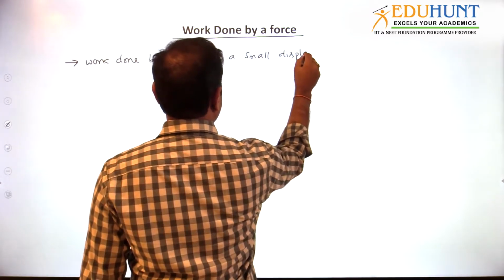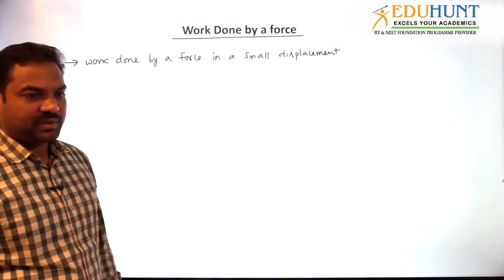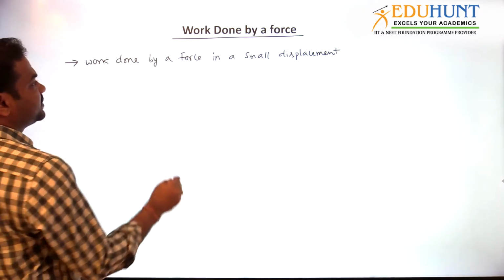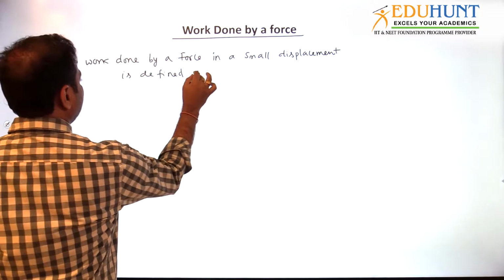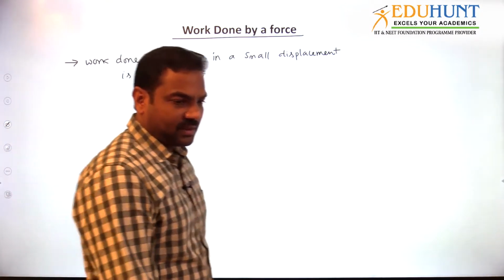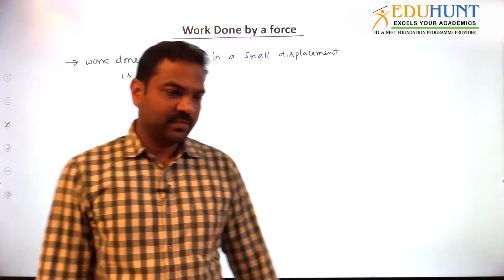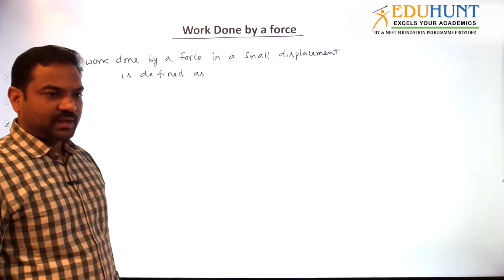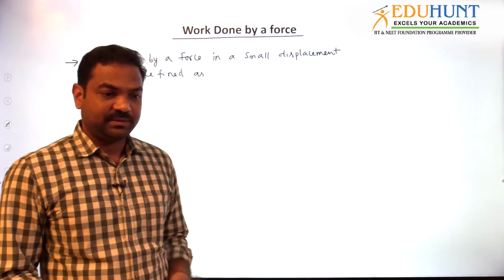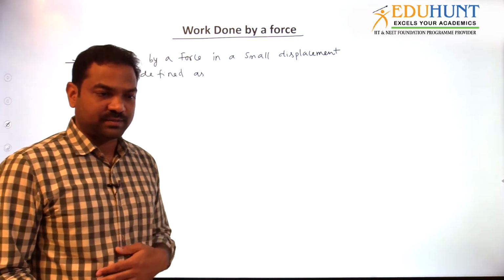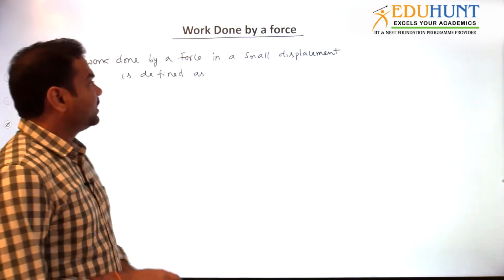Okay? In a small displacement. Clear? Object is displaced by very small amount. In a small displacement it is defined as a defined quantity. Some quantities in physics are defined quantities, means we defined. For our mathematics, for our simplification and to explain the other theories, some things are defined by us. We can't see all these things. It's a defined quantity.